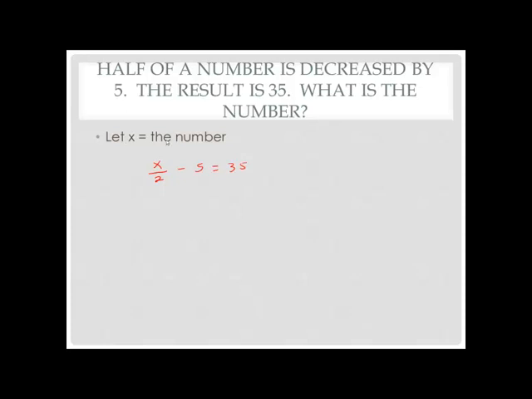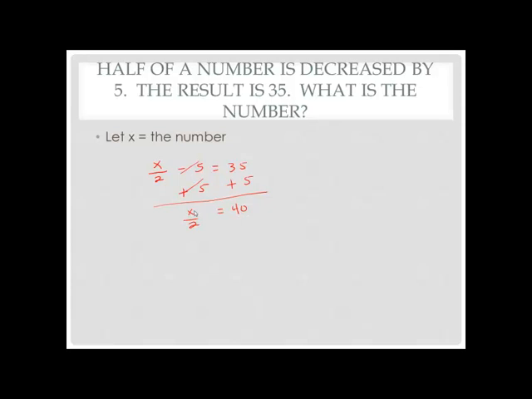Again, we define the number as x. Now, x divided by 2 minus 5. I want to undo the minus 5 first. And I'll do the opposite of minus 5, which would be to add 5. Again, the reason I do that is because negative 5 plus 5 is 0. They cancel each other out. 35 plus 5 is 40. So I have x divided by 2 equals 40.